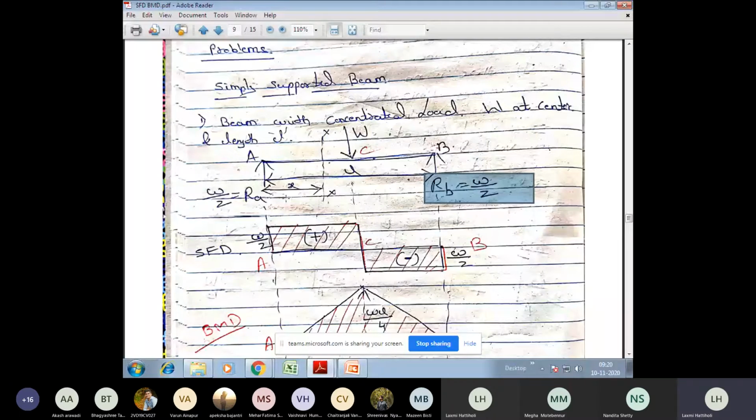Now here, in this case, W is the applied load. So this W has to be divided equally to both the supports, right? So it is W by 2 at the A side, W by 2 at the B side, right?